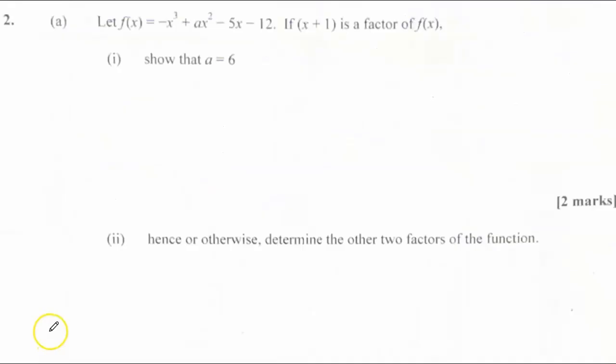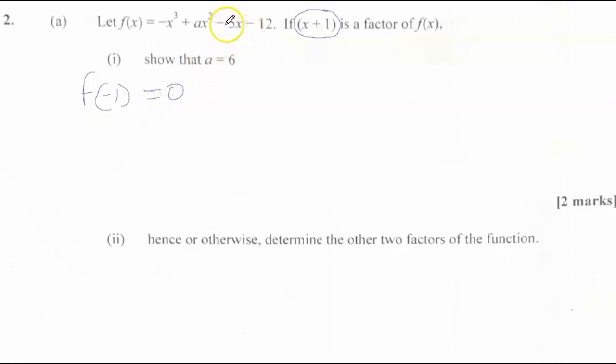In question 2, part A, we are given a function f of x. We are told that x plus 1 is a factor. Show that a is equal to 6. So if x plus 1 is a factor, change the sign of the 1. It means that f of minus 1 is equal to 0.